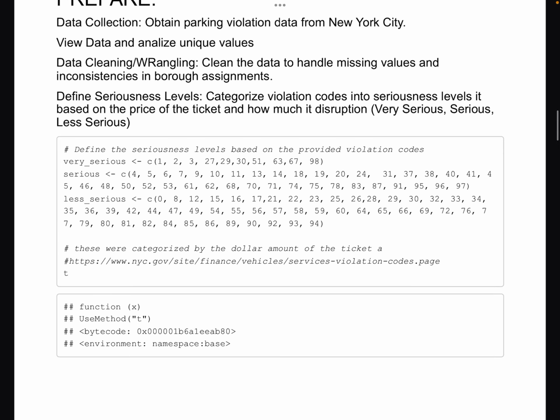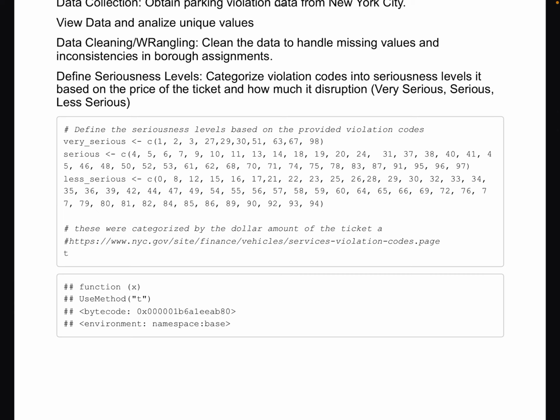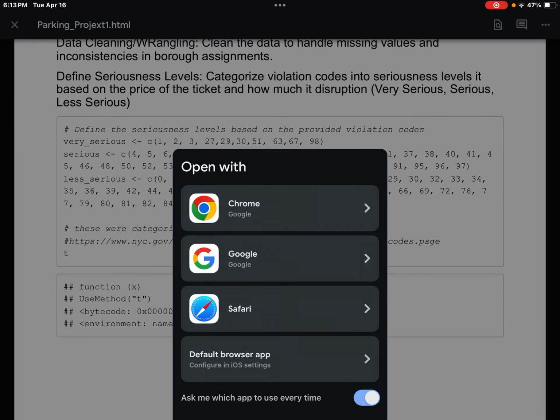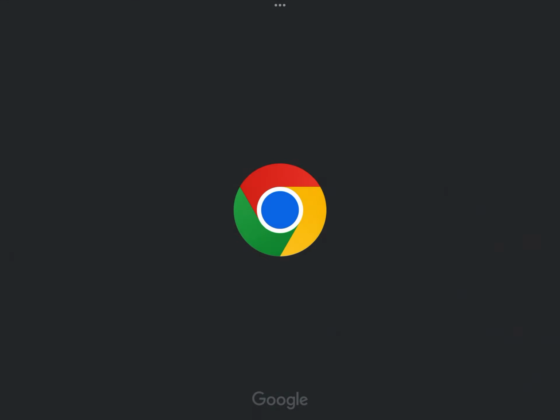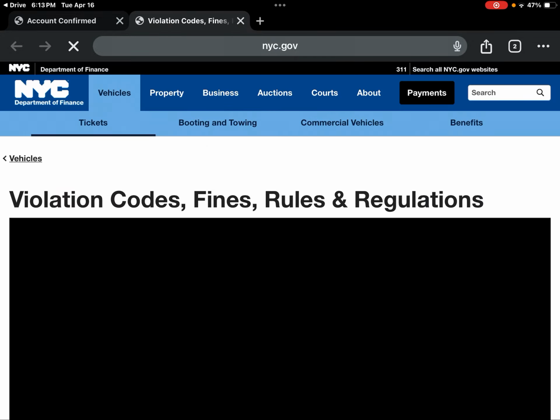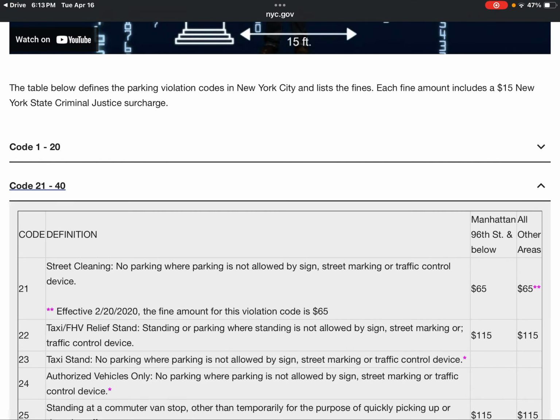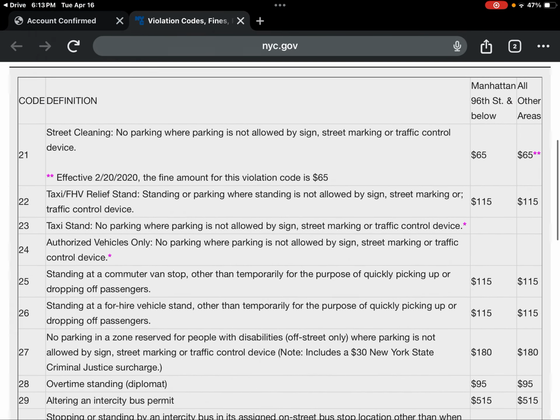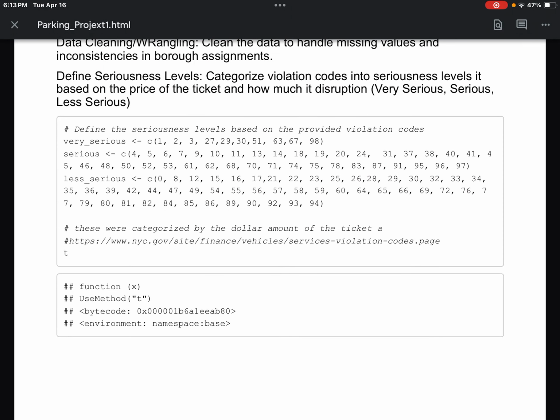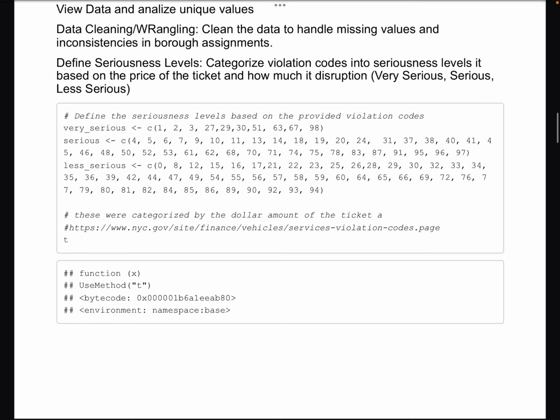I categorized each level of how serious the tickets were, depending on the amount and how much it disturbed the peace, some say. So I got them from this website, the New York City government website, where it just shows the tickets and how much each ticket was. So I categorized them by serious, less serious, and serious.